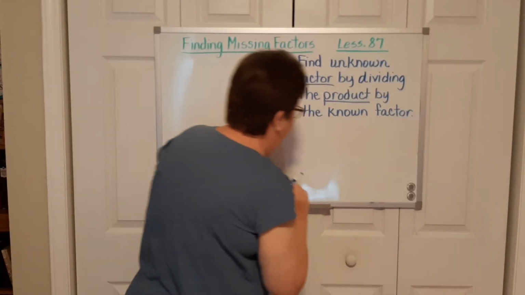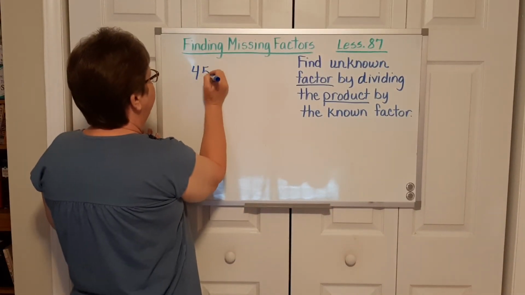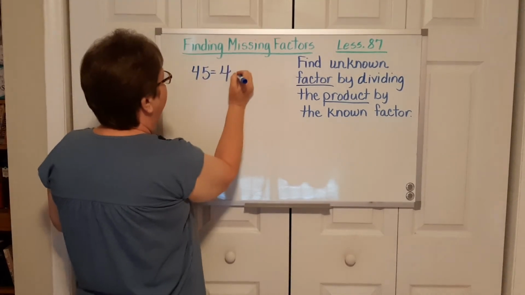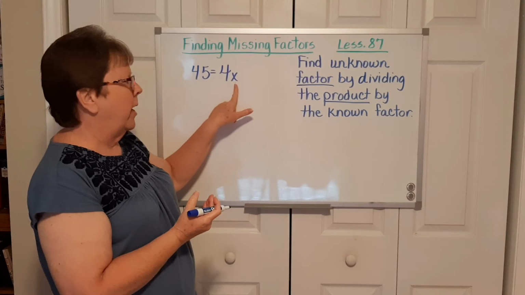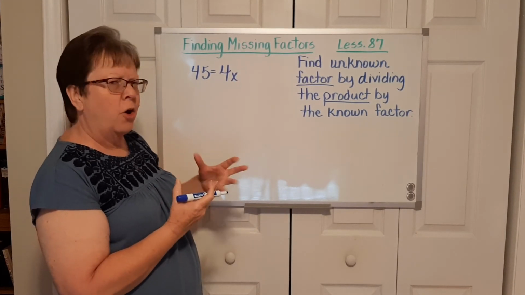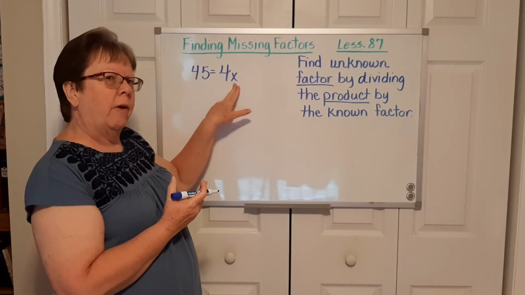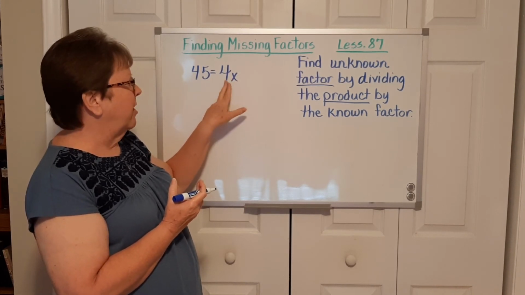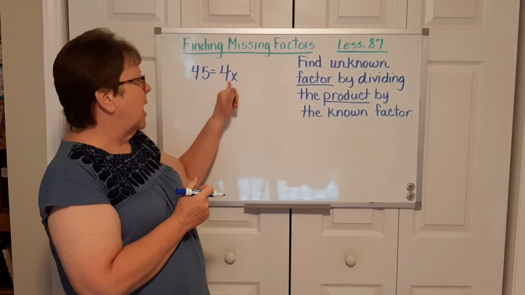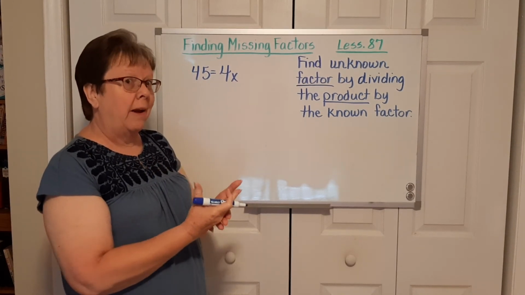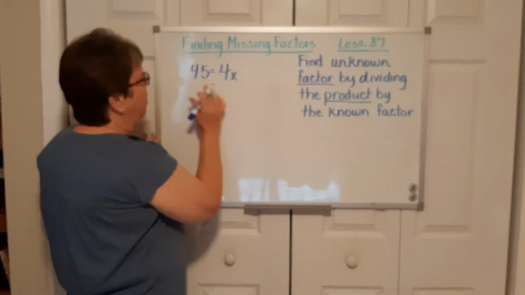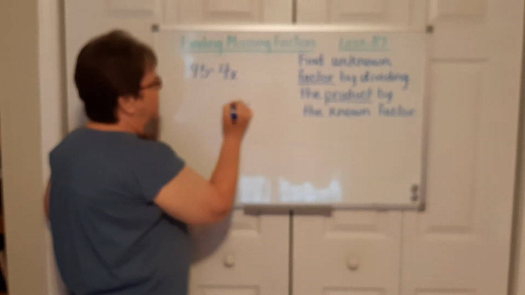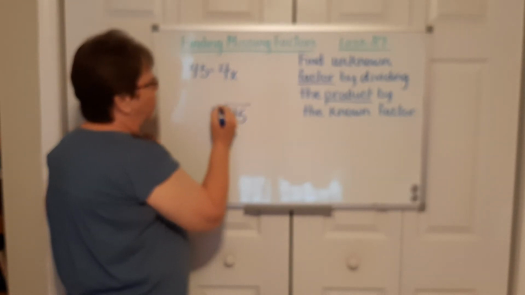Now, this one's going to look a little different. 45 equals 4x. This is the same kind of problem, only it's written backwards. So here's your product, and here's your known and your unknown factor. You say, well, how do I know? Wherever your variable and your known factor are together without any sign in between them, that means they're multiplied together. So those are factors, and this is your product. We do it the same way. We take our product, 45, and divide it by our known factor, which is 4.